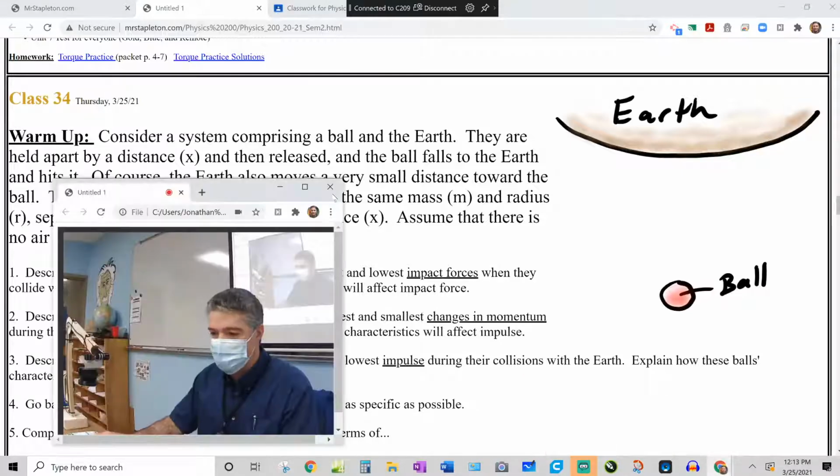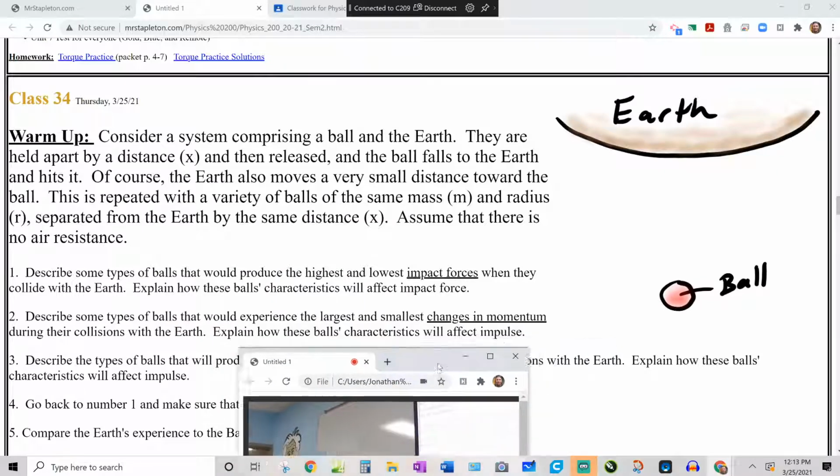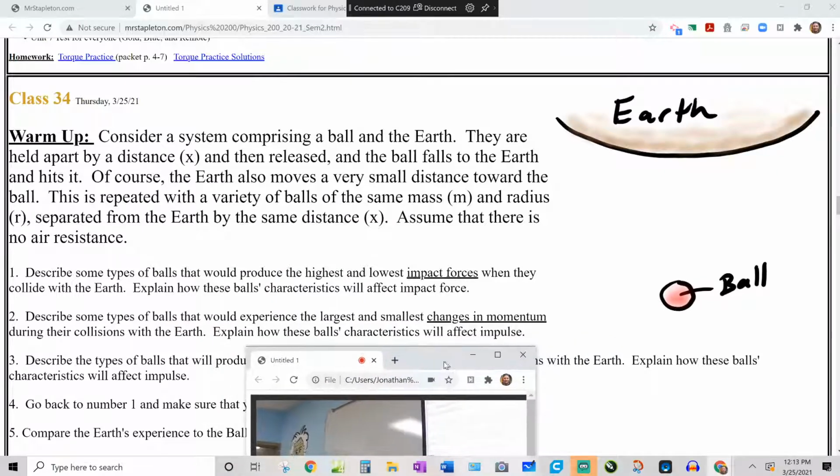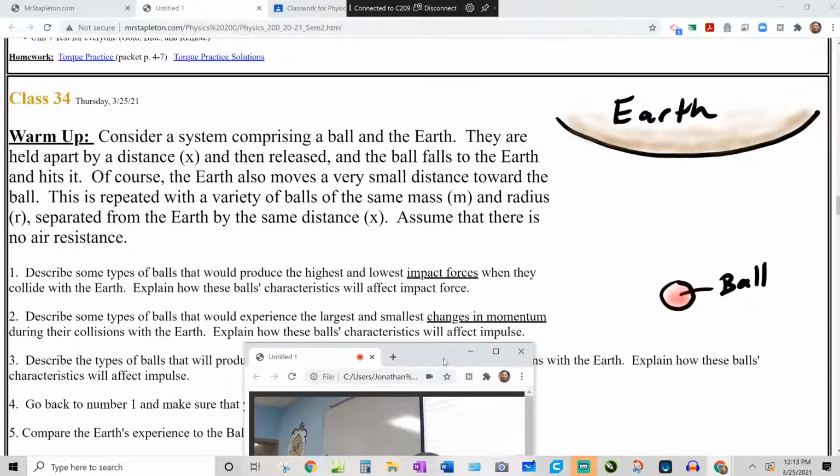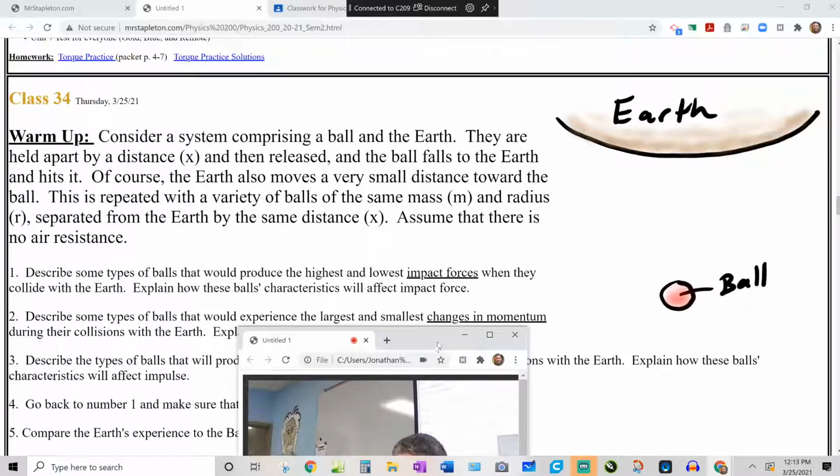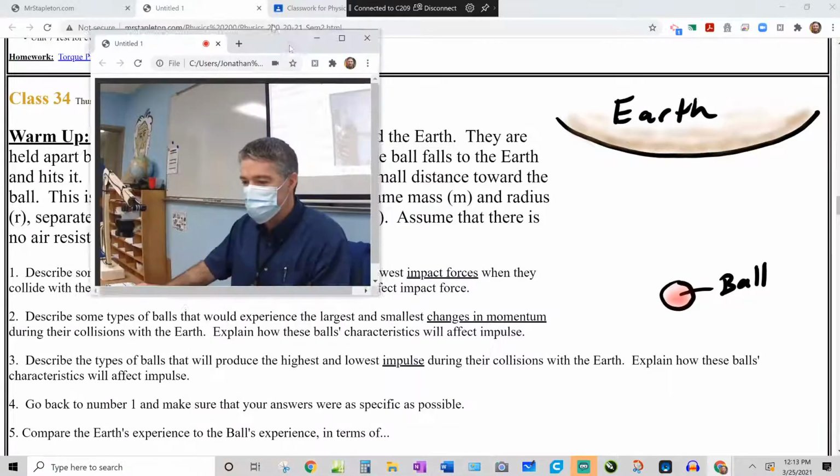Think about that. And then number two is going to be the same kind of question, but the question will be, what kind of ball is going to produce the largest and smallest change in momentum? Or maybe I should have said result in the largest and smallest change in momentum.